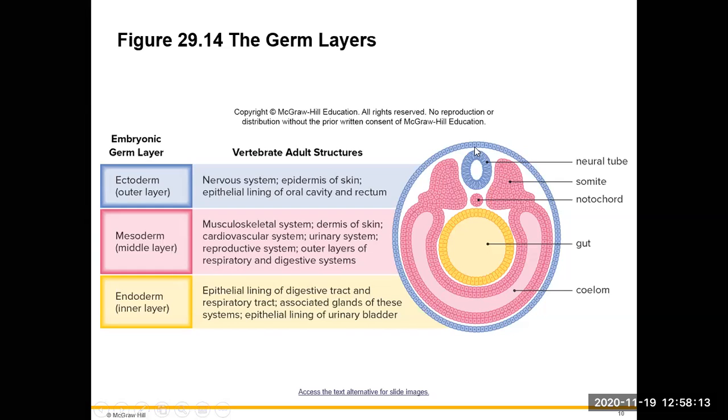So this is the neural tube, and this one is the outer layer of the ectoderm. It's going to be part of the nervous system, and we have the somites that are going to develop into muscle and bones, and there is also the notochord here. Okay, and this is going to be part of the gut. The gut is the opening that starts from the mouth and ends in the anus. That's called the gut.